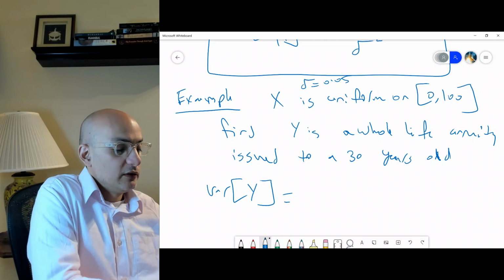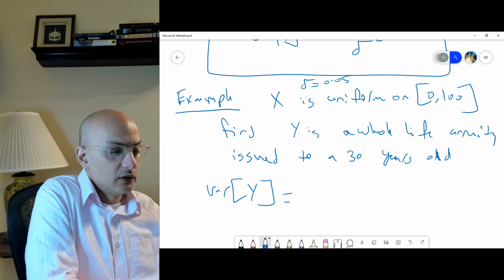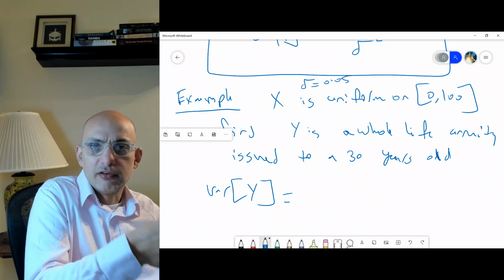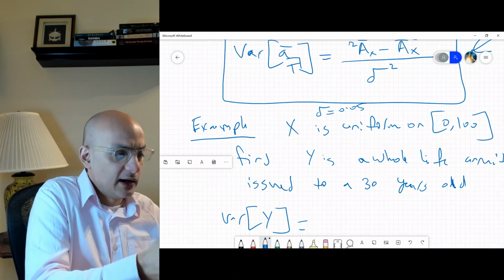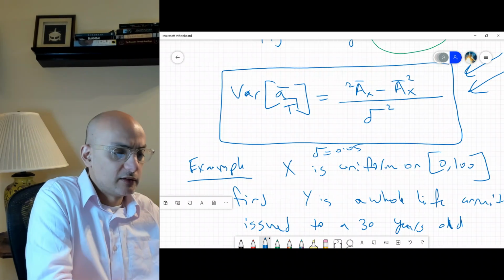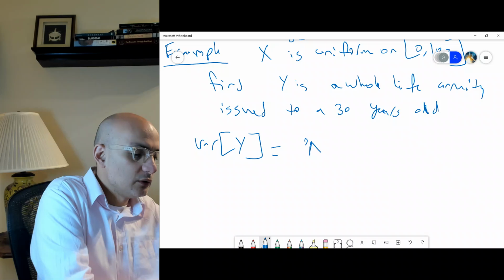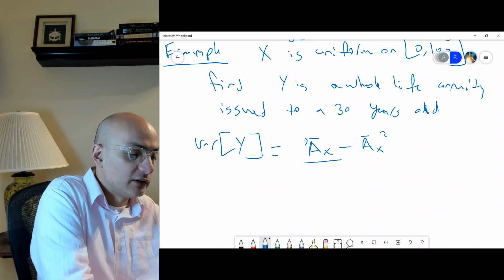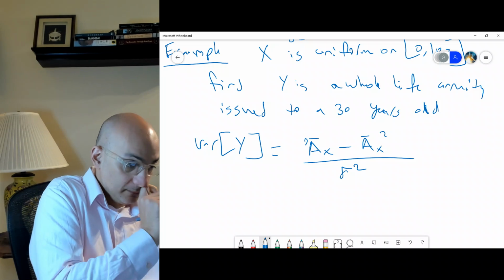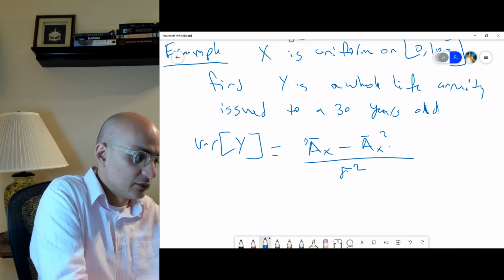So what is the variance of Y? Simple. If you know the formula, you can always integrate, find the second moment, find the first moment, and then do the typical variance. But if you know this relationship, you don't need to do that. We write it right away, 2Ax. I usually write the formula and then see what I have and what is missing. So we need all of them.